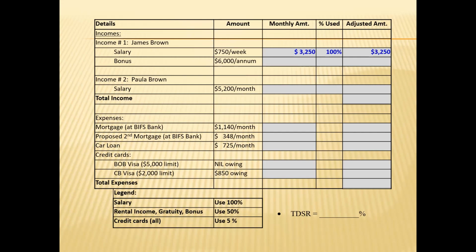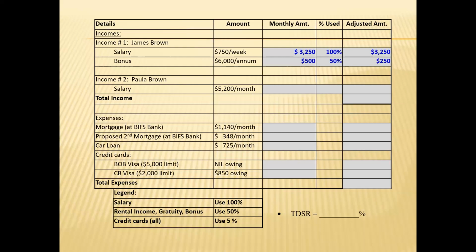6,000 divided by 12 is 500. And the percentage? We'll use 50%, or divided by 2. So we get 250.